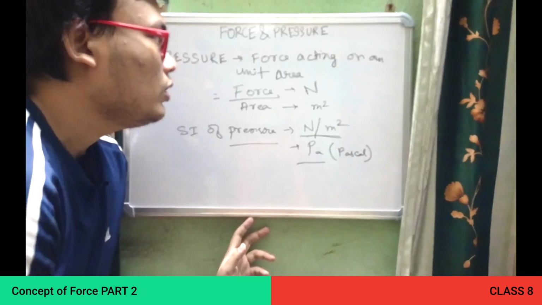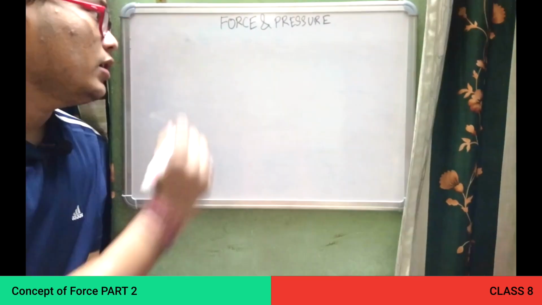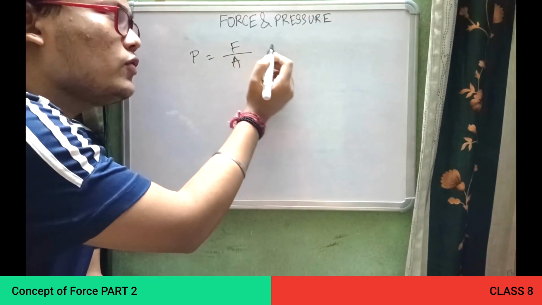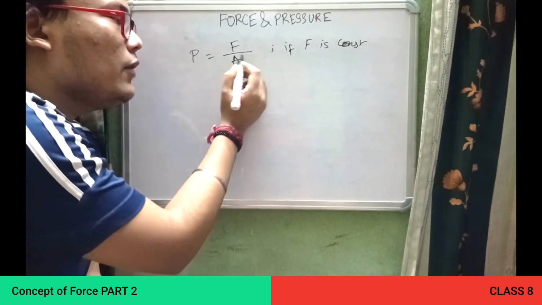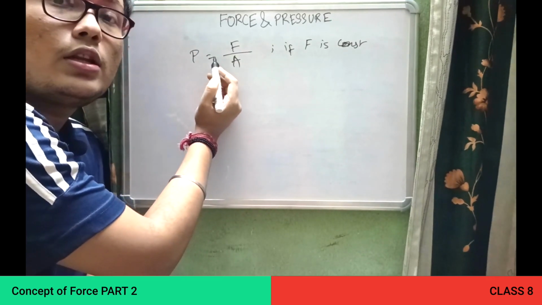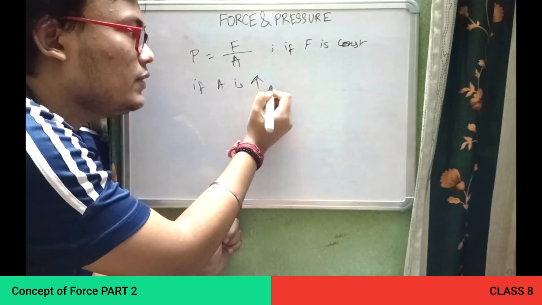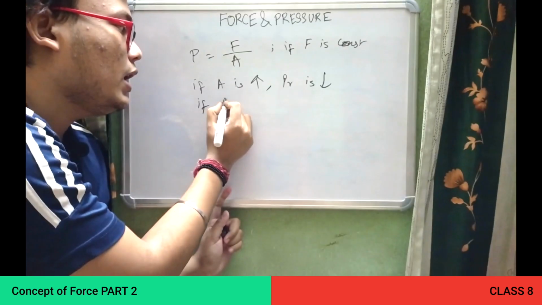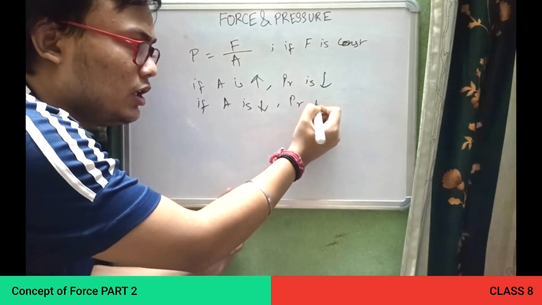So now we'll move on to the various applications of pressure. First, pressure equals force by area. Now if the force remains constant, and we increase the area, so we are actually increasing the denominator, what will happen? If we increase the denominator, the pressure will decrease. So if area is increased, pressure will automatically decrease. Again, if area is decreased, the denominator gets decreased, so the pressure will automatically increase.